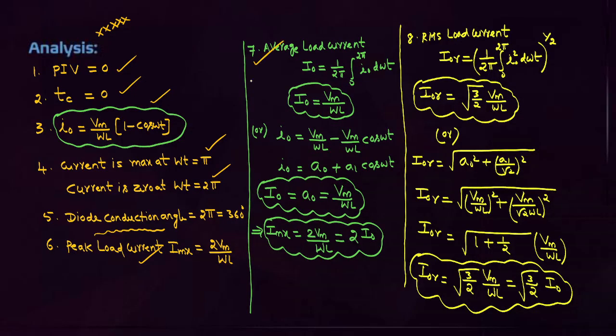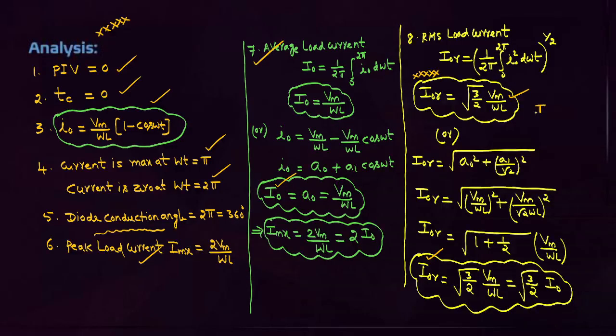What is the average load current? For purely inductive load, the average load current is Vm by omega L. Then what is the average output current? The same formula that I have given. This is the RMS output current. There is a different way of calculation also that I have given; only the final formulas matter. RMS output current equals root 3 by 2 into Vm by omega.